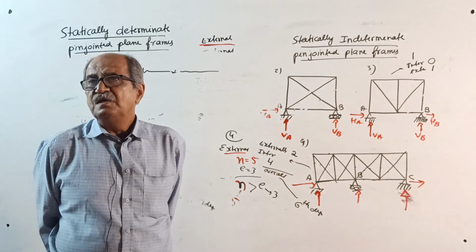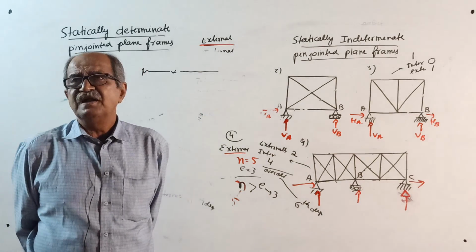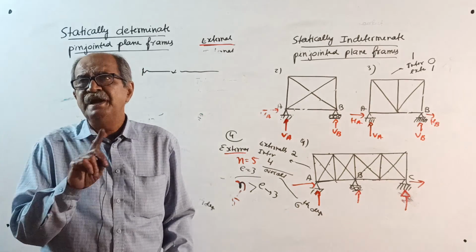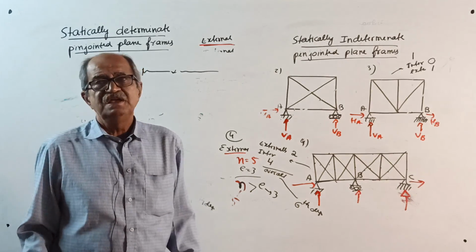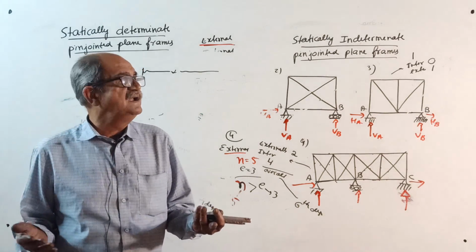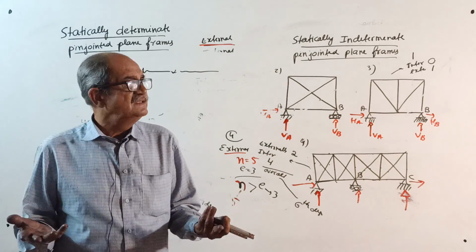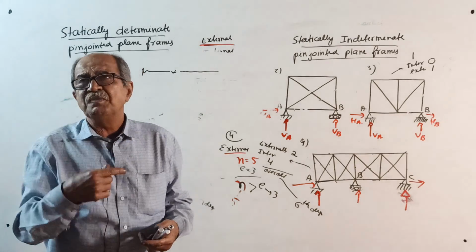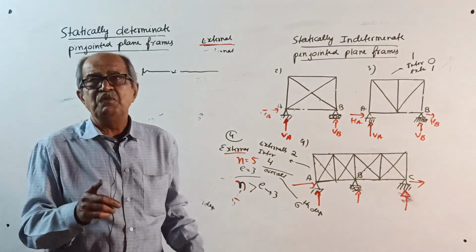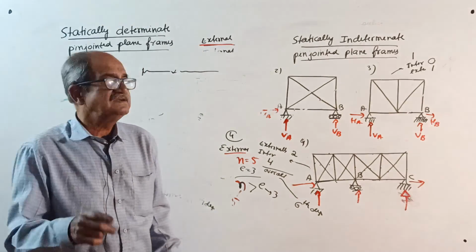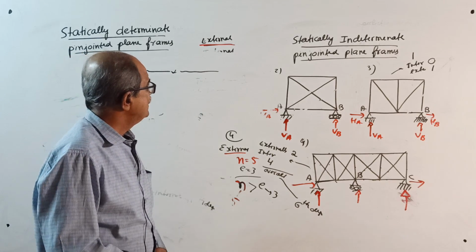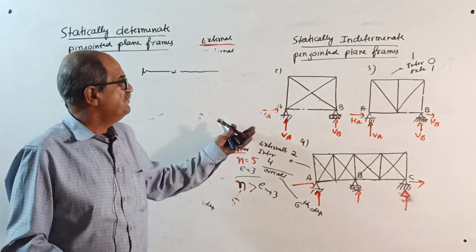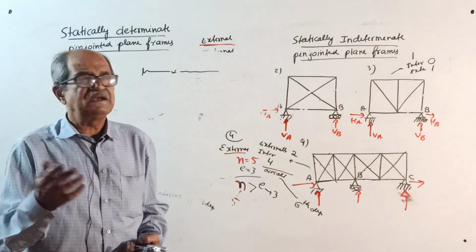Then, all members are subjected to only axial forces. There is no bending moment or shear force. Still you don't know what is bending moment, what is shear force. Therefore, sufficient now. And all members are straight. No curved members. Curved members means problem will come. All members are straight. Apart from that, if anything is there, I don't remember now. If anything is there, I will tell, or refer to any textbook.